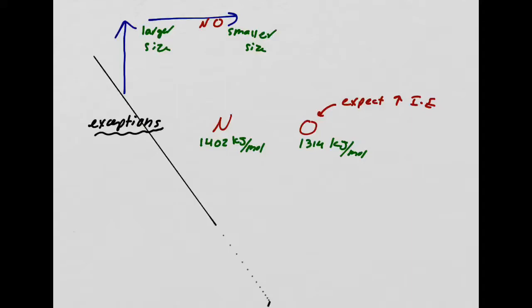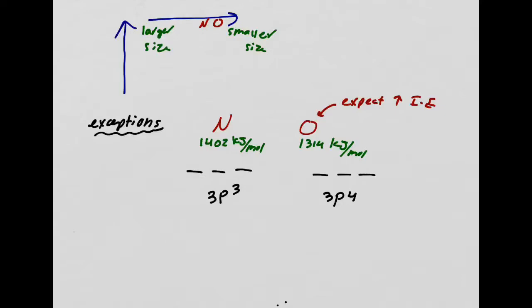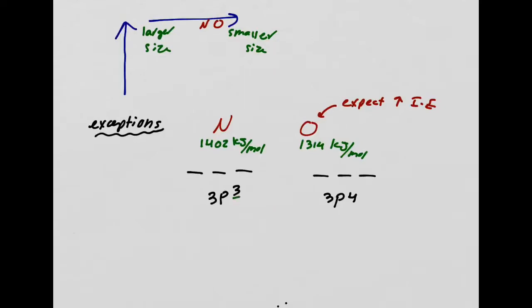So nitrogen is 3p3, oxygen is 3p4. Okay, so we know that p has 3 orbitals. We have 3p orbitals. Right here it has 3 electrons. So 1, 2, 3. This one has 4 electrons in the p orbital. 1, 2, 3, 4. You can probably see where I'm going with this, right?